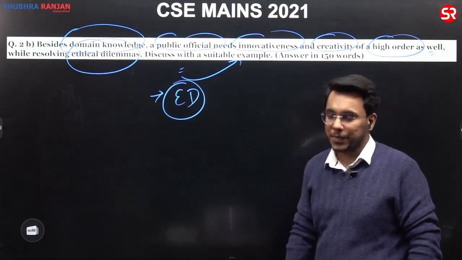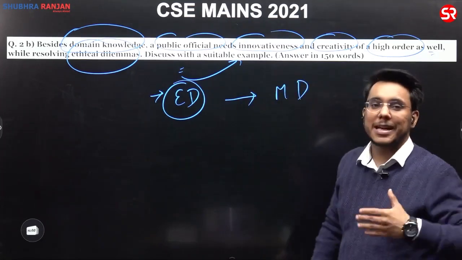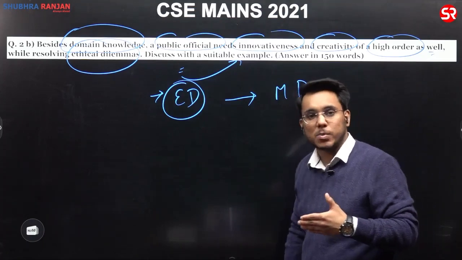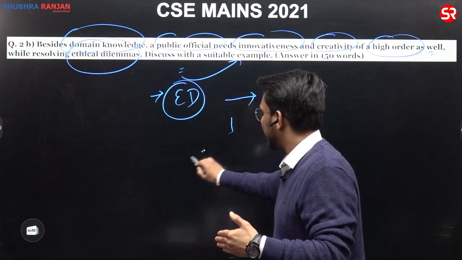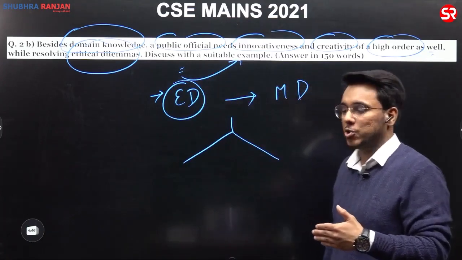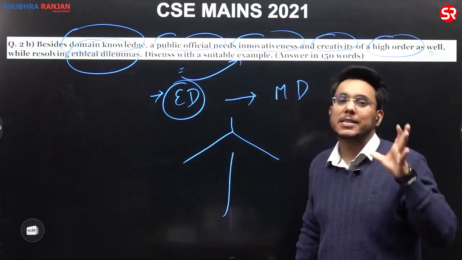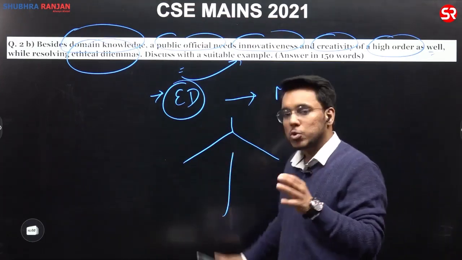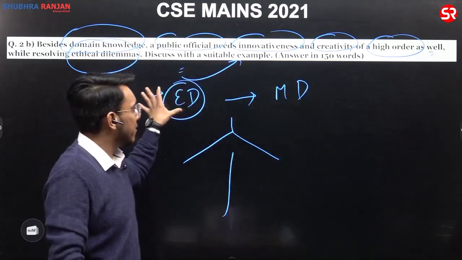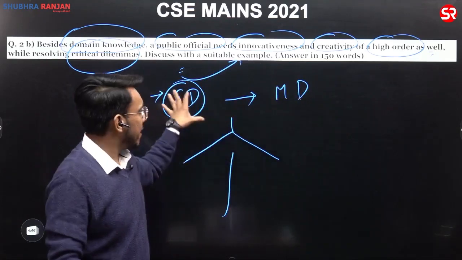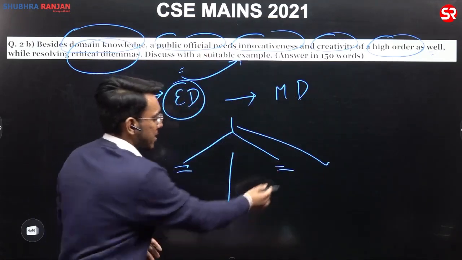Ethical dilemma, what is it? It is a state of moral discomfort, or it can simply be explained as a state of moral dissonance. Fine? When you have multiple choices, and each choice is morally equally significant, this is a kind of ethical dilemma. An ethical dilemma will lead to moral discomfort, to moral dissonance.